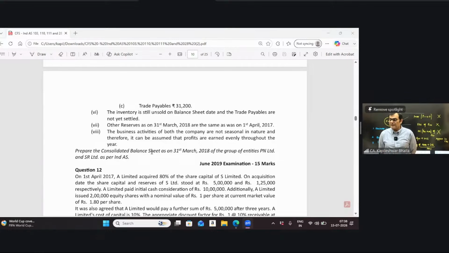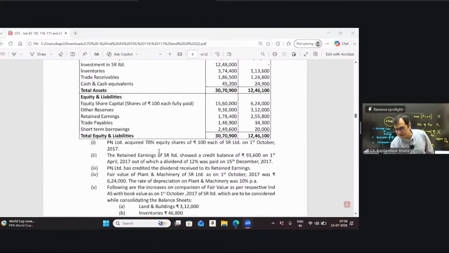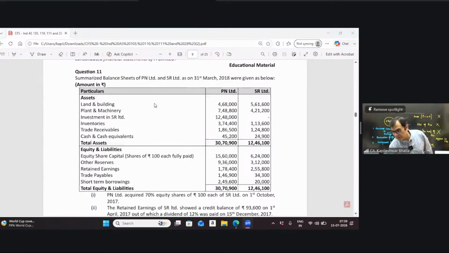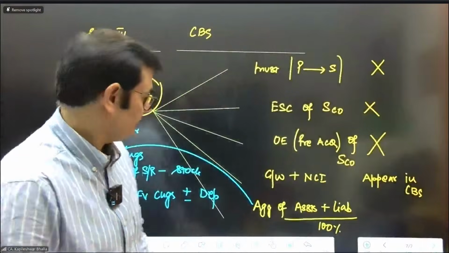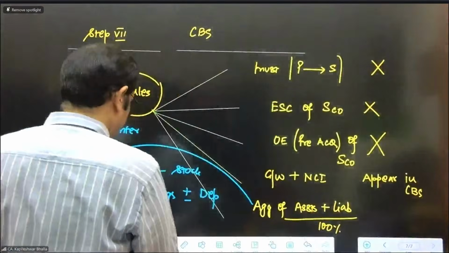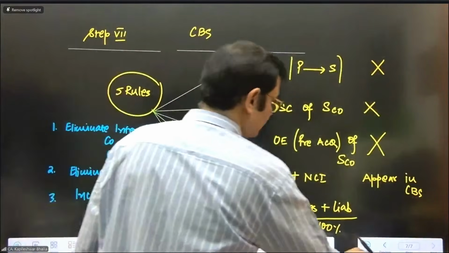So we are required to make a consolidated balance sheet on March 18 for the group of entities PN and SR as per Ind AS. I don't see many adjustments except the fair value adjustments which are given in the question. That's one key focus point, and the dividends. That's it. So let me start the journey on this particular question. Let's begin with the inputs in this. This is my question number in the assignment, that is 11.